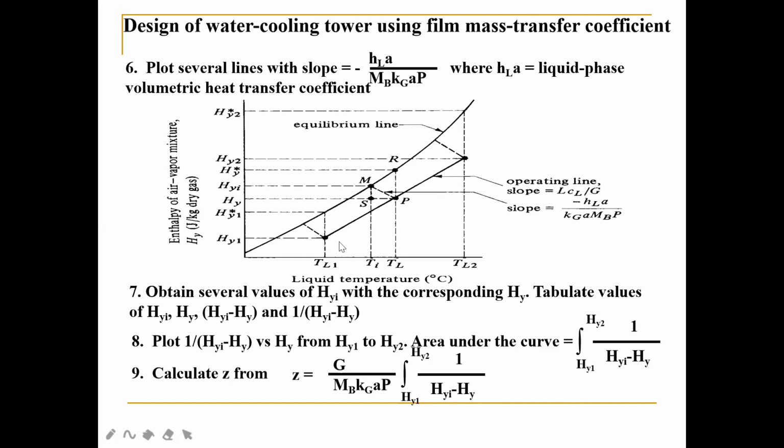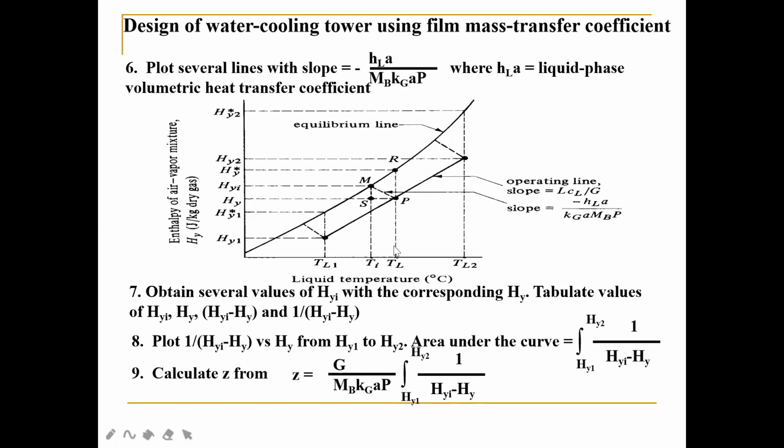So back to this. Okay, when you have the slope, you can see here you have to draw at least maybe 6 lines in between TL1 and TL2 to get a good value for your area under the curve. Okay, so you have to obtain several values of HYI. How do you obtain the value of HYI? When you have this slope and you draw based on the operating line, you start with the TL.